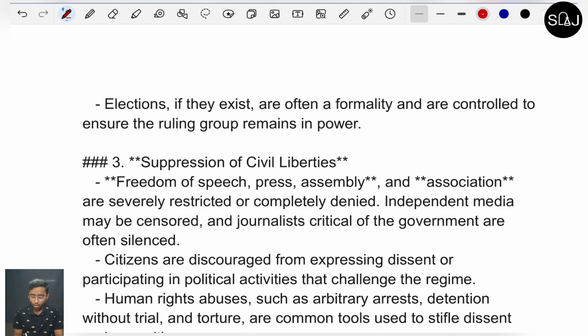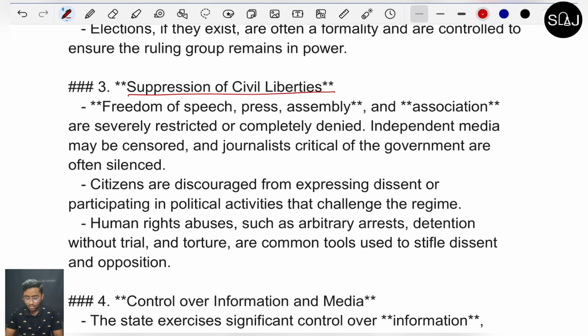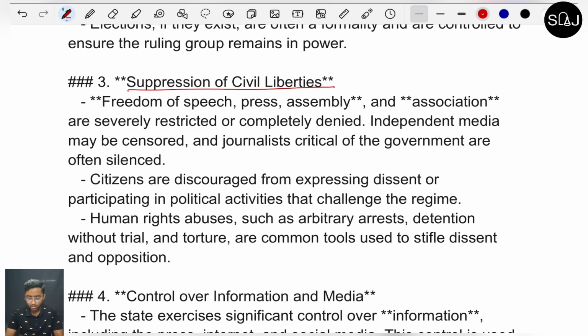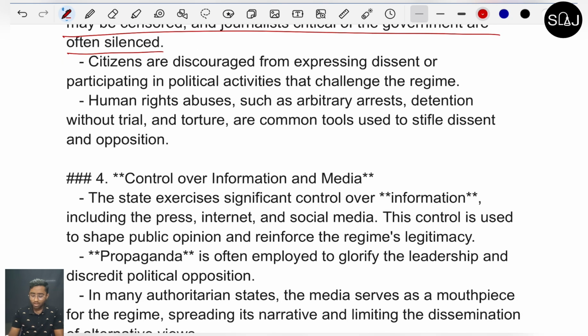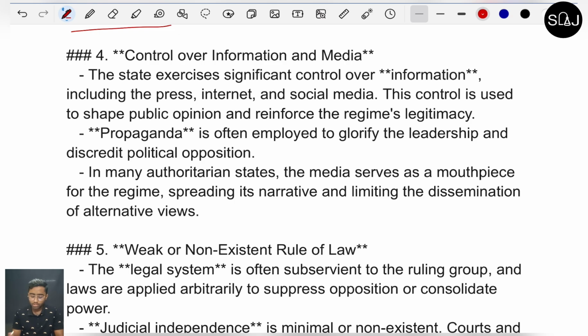Number three, suppression of civil liberties. Freedom of speech, press, assembly, and association are severely restricted or completely denied. Independent media may be censored, and journalists critical of the government are often silenced. Citizens are discouraged from expressing dissent or participating in political activities that challenge the regime. Human rights abuses such as arbitrary arrest, detention without trial, and torture are common tools used to stifle dissent and opposition.